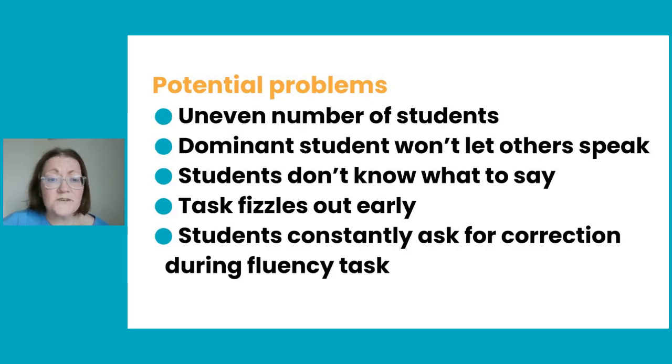Another potential problem could be that the dominant student won't let the others speak. It could be that students don't know what to say. It could be that your task fizzles out early and loses momentum. It could be that students constantly ask for correction during fluency tasks. So they're never really speaking at length because they're always stopping to ask you questions. Well, what can we do about these things? Luckily, there are pretty straightforward solutions.